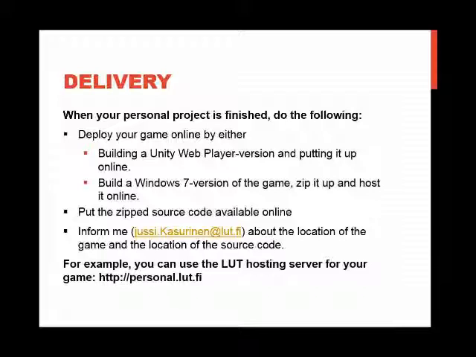Okay, so when you are done with your project, you think that, okay, now it represents everything I designed. What do I do now? Well, actually, only a couple of things. Deploy your game online. Build it with the Unity Web Player and put it available online, or build a Windows 7 version of the game, zip it up, the executable and the libraries and stuff, and host it online somewhere. So you can either download it or you can directly play it with your browser. Also, put the zipped source code available online. Basically, just zip up the project folder or directory and put it available online.